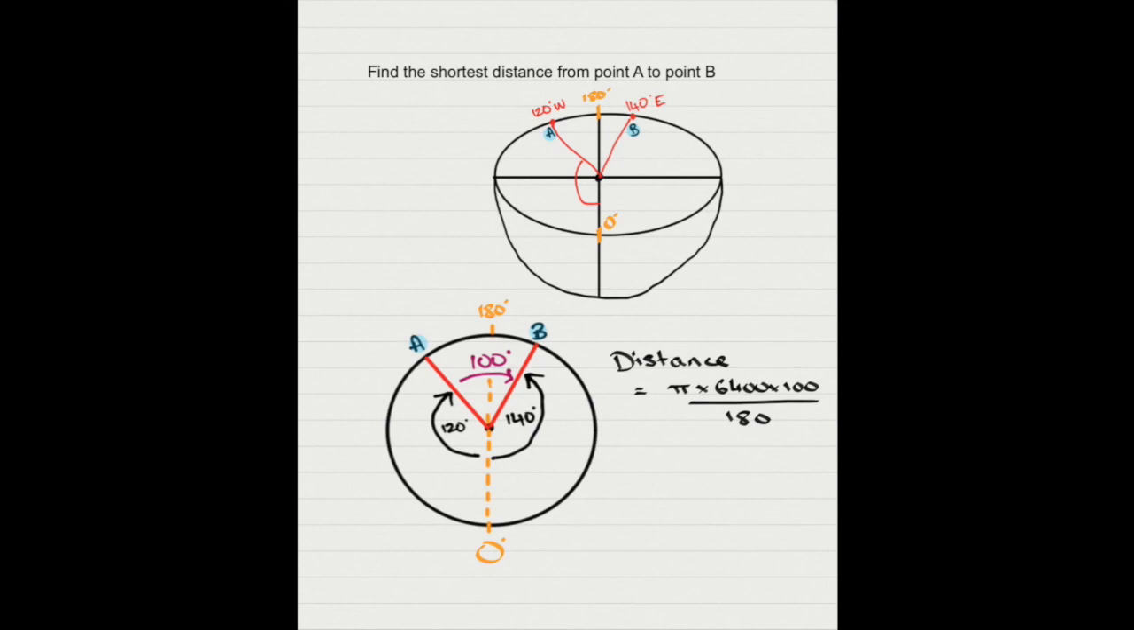We could simply find, if we draw on our 2 radius lines, using this angle, the distance around the outside of the Earth. However, that's not the shortest distance from point A to point B. The shortest distance would be going the other way around the outside of the Earth.